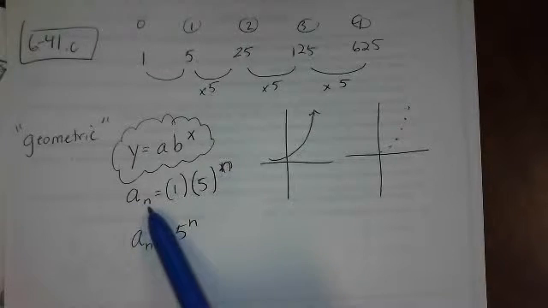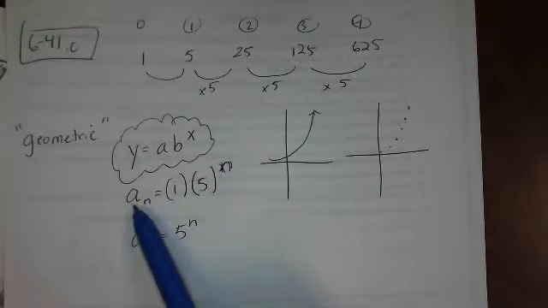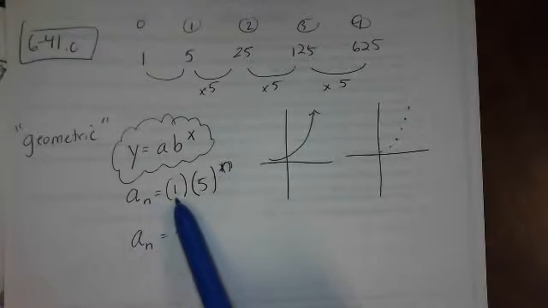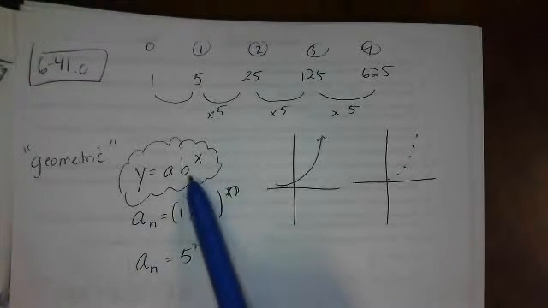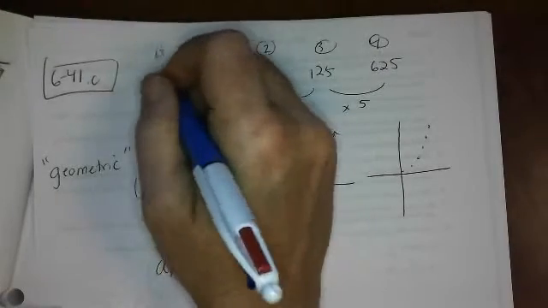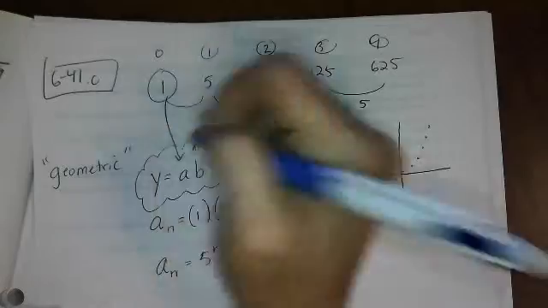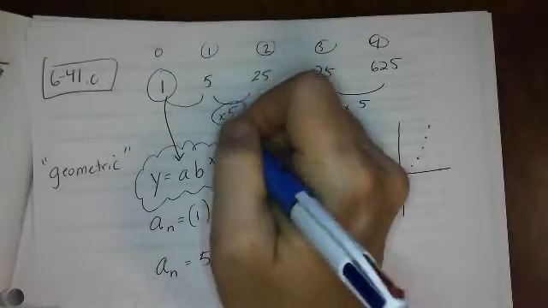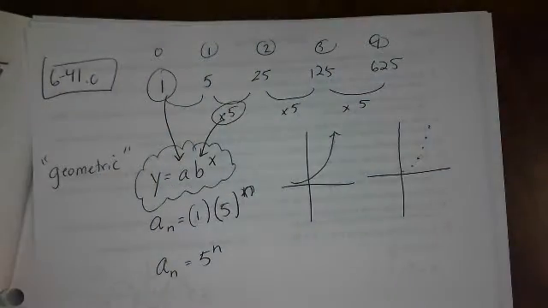We got a sub n, so instead of y, I'm saying a sub n equals 1. Oh yeah, I forgot to tell you about this. The A is the starting point. See this thing? It's the starting point, and B is the growth factor on an exponential.